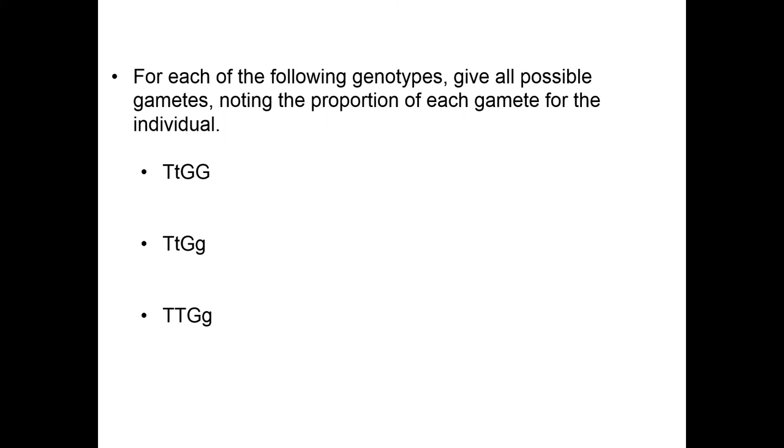All right, so for each of the following genotypes, give all the possible gametes, knowing the proportion of each gamete for the individual. So for this one, big T, little t, big G, big G. How do we get this answer? Well, you FOIL: big T, big G, and little t, big G.